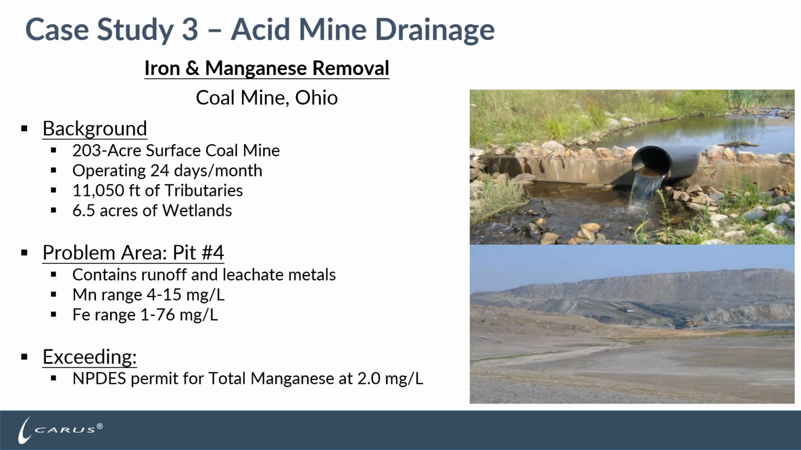So let's look at a third case study now, this time from a coal mine in Ohio. This was a 203-acre surface coal mine that was exceeding the NPDES permit for total manganese at 2 milligrams per litre. The problem area at pit number 4 contained runoff and leachate material metals with manganese in the range 4 to 15 milligrams per litre and iron in the range 1 to 76 milligrams per litre.